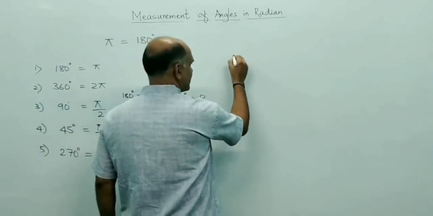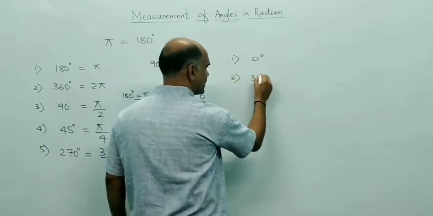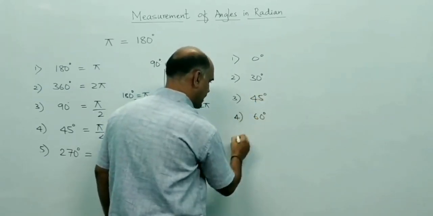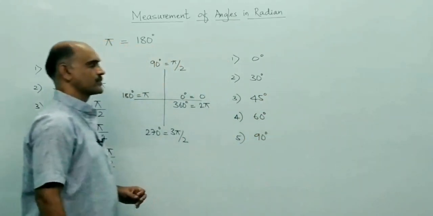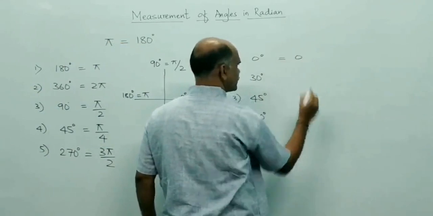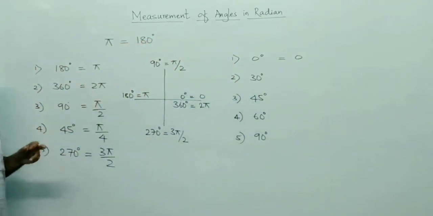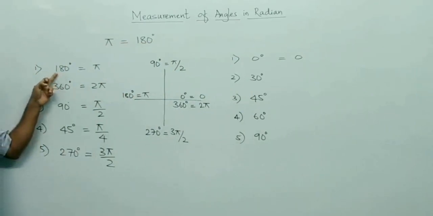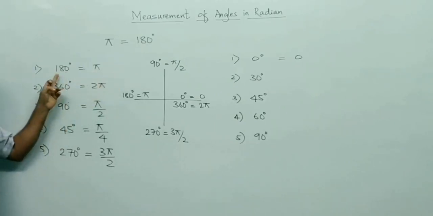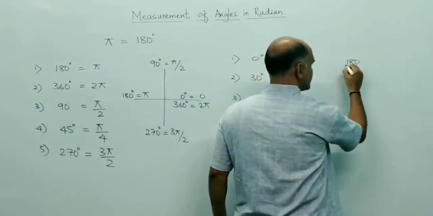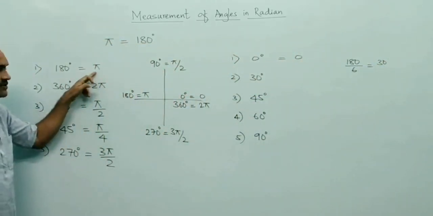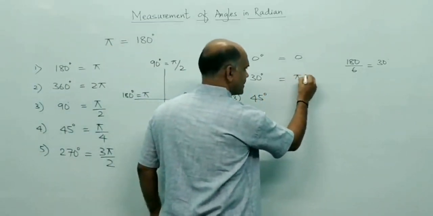Now second, if I take standard angles, that is 0 degrees, 30 degrees, 45 degrees, 60 degrees and 90 degrees. You know that 0 degrees is 0 radian, and pi is equal to 180. Now 30 degrees: by what number should you divide 180 to get 30? Correct, 180 should be divided by 6. So 30 degrees in radians is pi by 6.